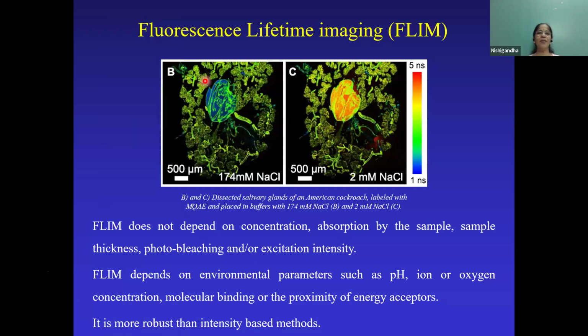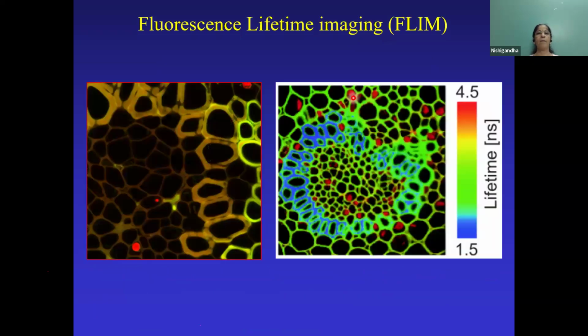Okay. So in this, what you see is comparatively less fluorescence. Look at the intensity of fluorescence. So with higher concentration of sodium chloride, there is a quenching of fluorescence. But if you reduce the concentration, you get much stronger signal. So this is important to understand the environmental parameters like pH, ion, or oxygen concentration, molecular binding that is happening in the proximity of the fluorescent area. So this gives you information not only about the sample, but also about the environmental parameters that are present in that.